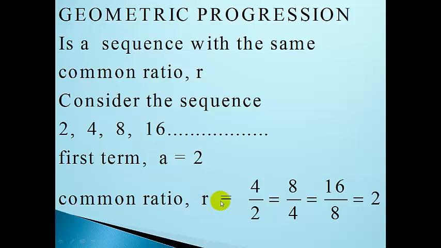The common ratio is equal to 4 divided by 2, which is equal to 8 divided by 4, which is equal to 16 divided by 8, and the answer is 2. What are you doing here?